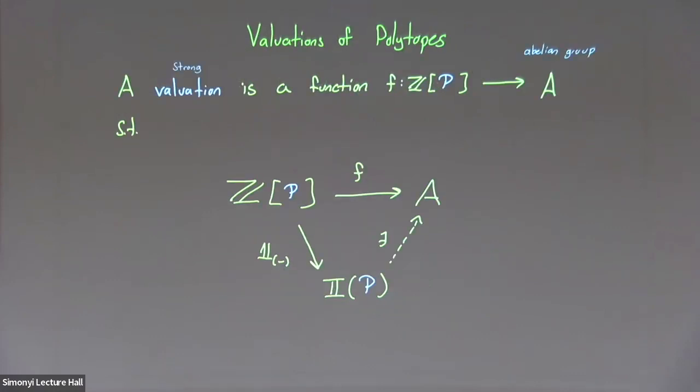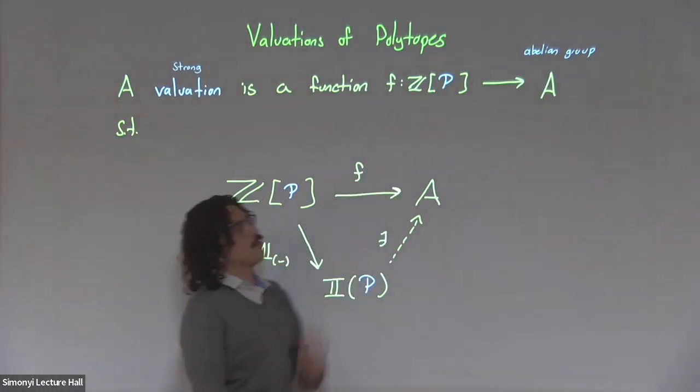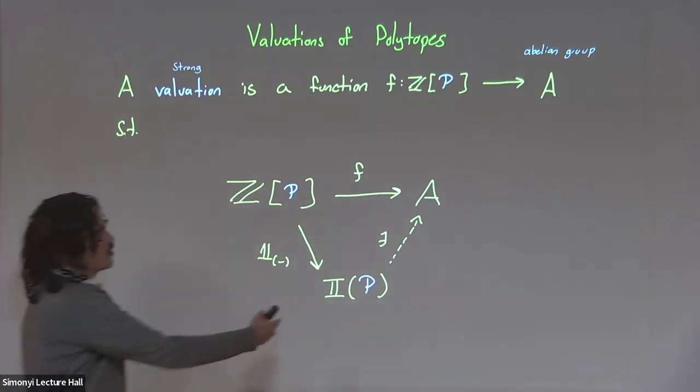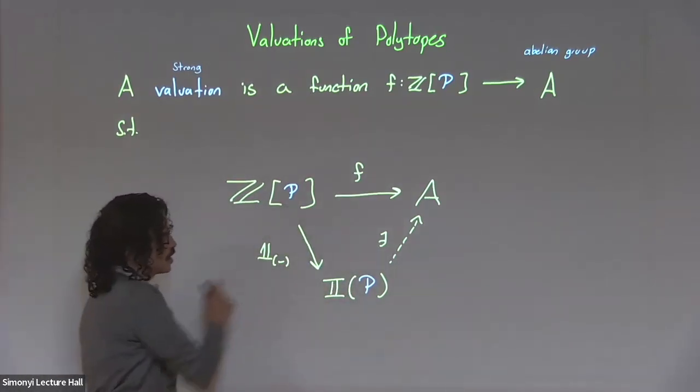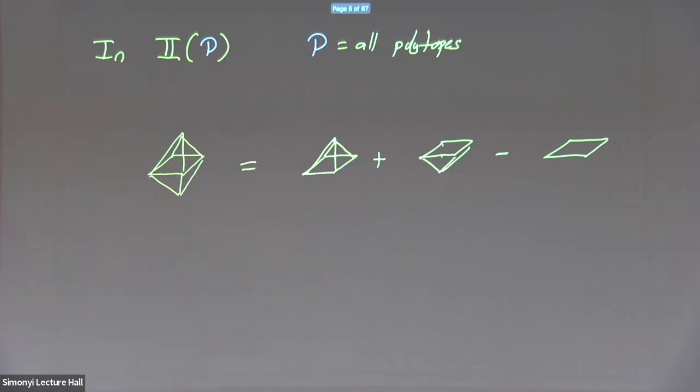Then we can study the notion of a strong valuation. This is a function that goes from the formal linear combinations of polytopes in your family to some Abelian group, typically like polynomials or something, such that the map factors through the space of indicator functions, corresponding to the natural map that sends a polytope to its indicator function. So practically what this means is that if we think about the space of indicator functions, we have some relations appearing in this Abelian group.